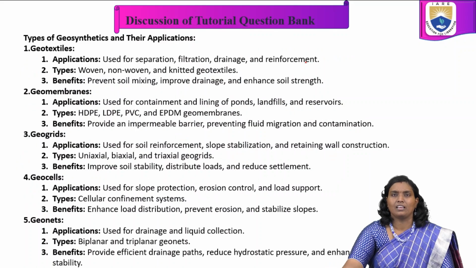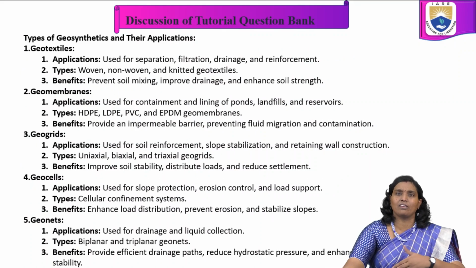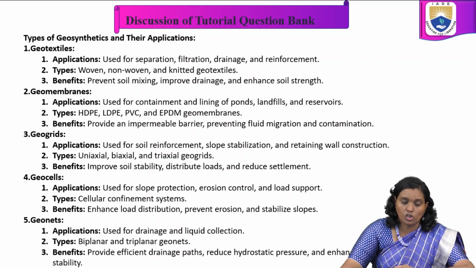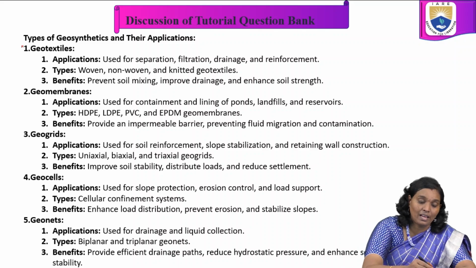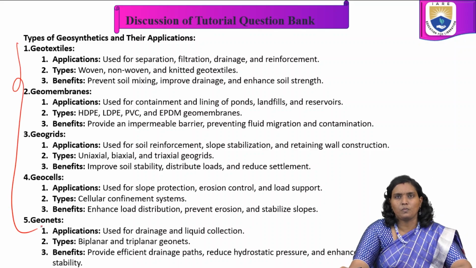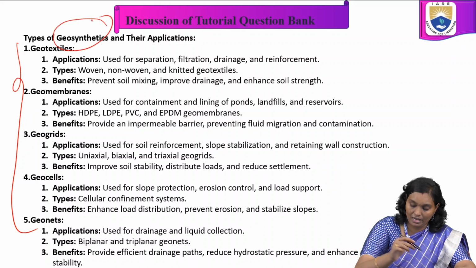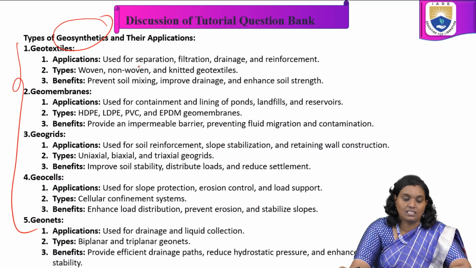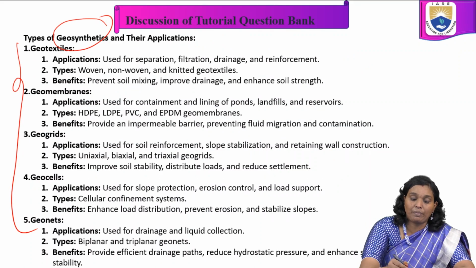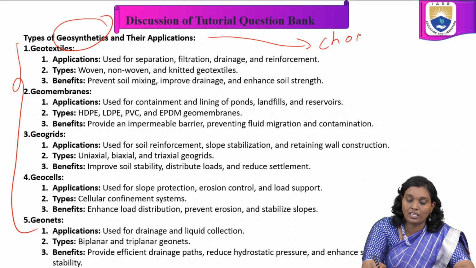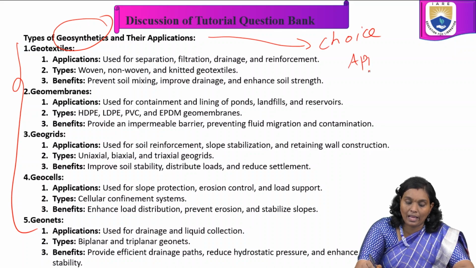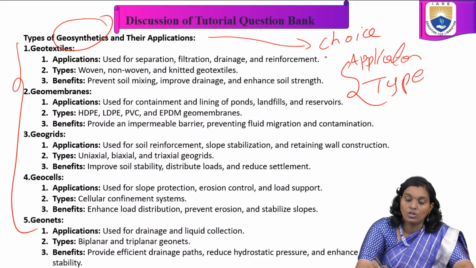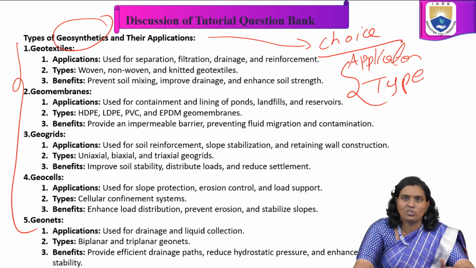a soil stabilization. In this, various types are involved. Those are geotextiles, geomembranes, geogrids, geocells, geonets. These are the various types which are involved in this geosynthetics soil stabilization process. So what types are commonly used? It depends upon the choice, based on the application and the type. So based on that, we are going to choose the type of the geosynthetics.